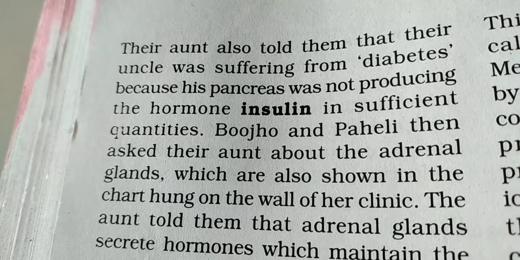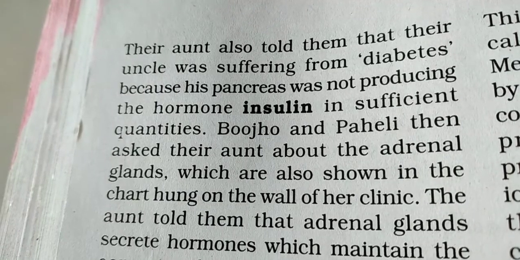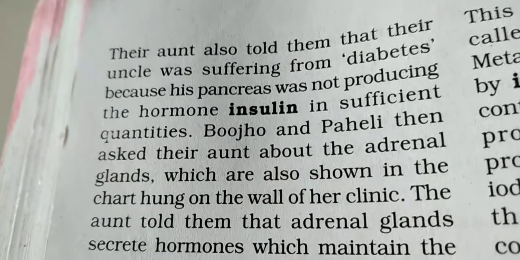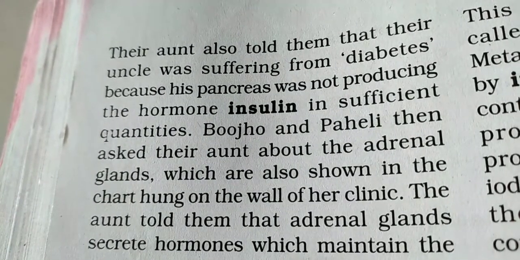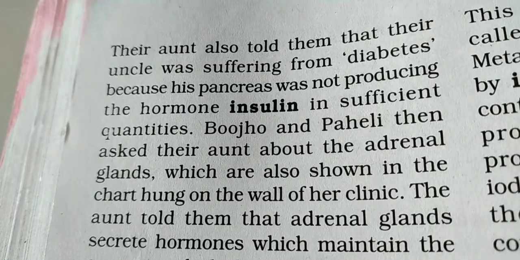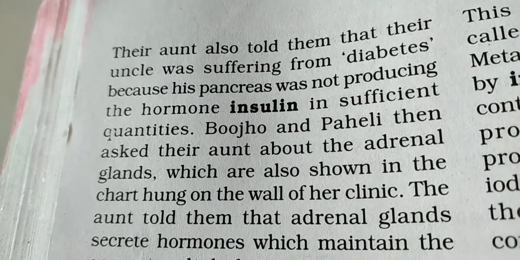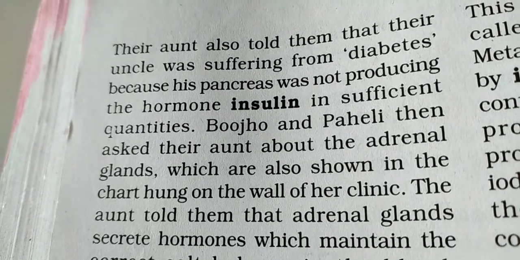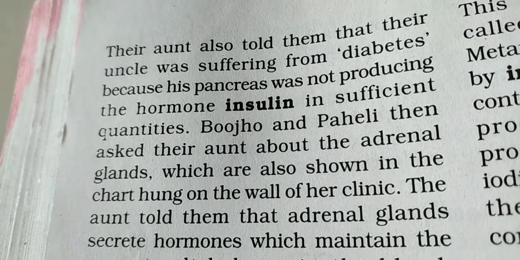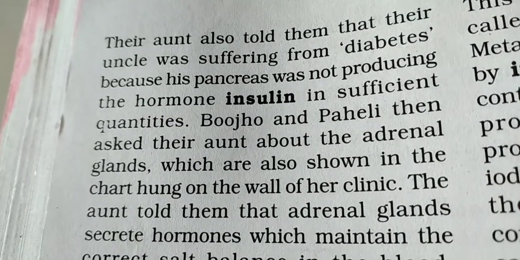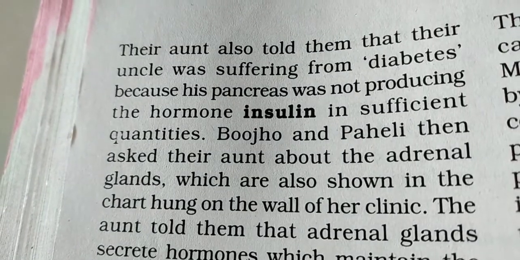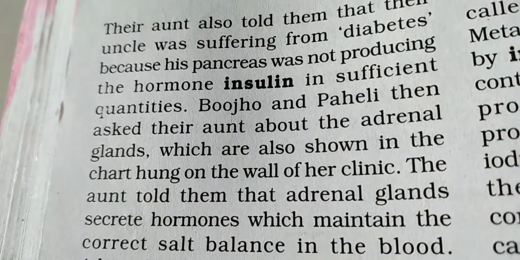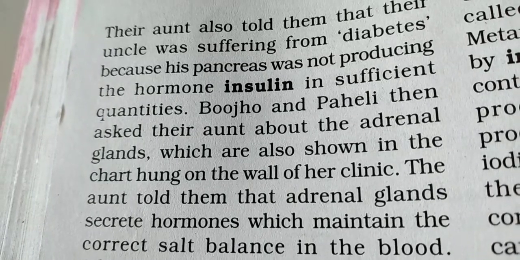So the pancreas produces the hormone called insulin, which is related to the digestive system. Its insufficient quantity creates a sugar problem in a person, who has to be very careful while having food. Certain food is not good for the health of a diabetic patient. Okay, then we move on to the next, that is the adrenal glands.